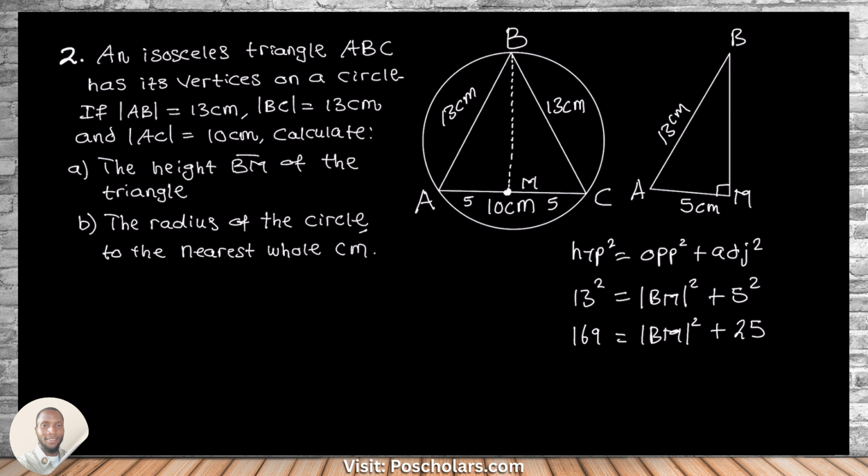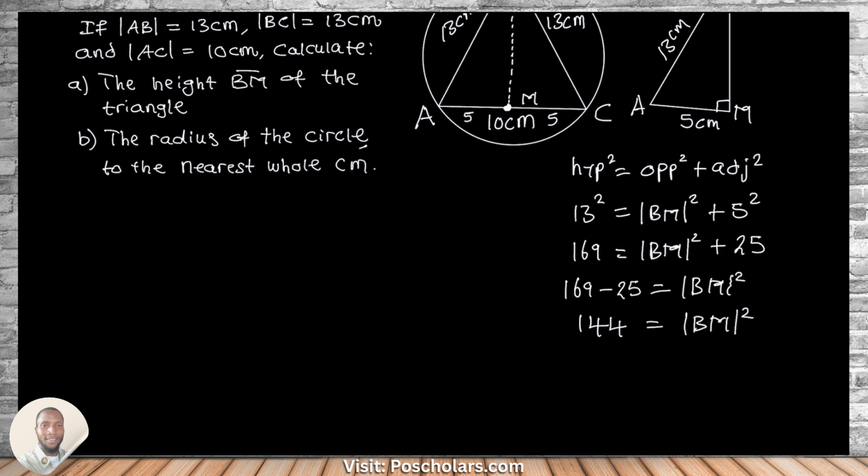So we subtract 25 from both sides. When we do that, we have 169 minus 25 equal to BM squared. Then 169 minus 25 gives 144, equal to BM squared, right? Let's rearrange. When we rearrange, we have BM squared equals 144. All I did was interchange.